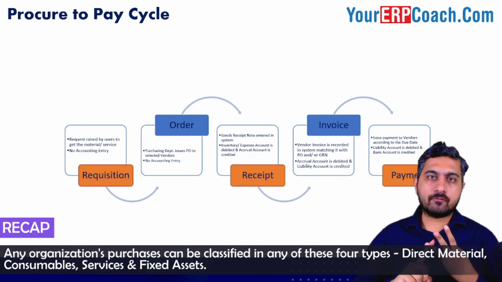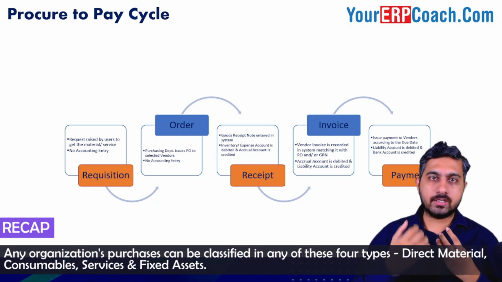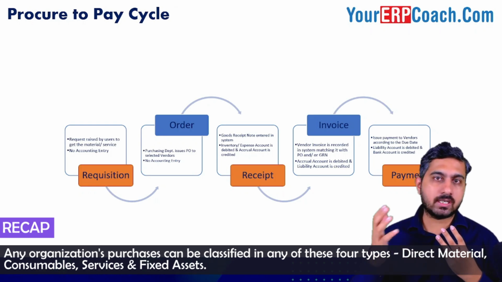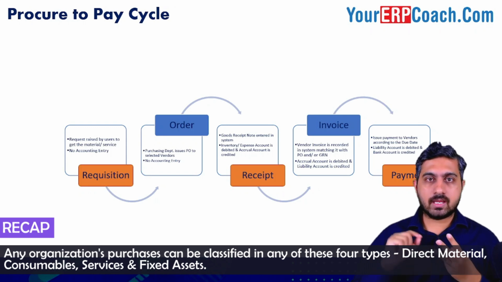The third type of purchases could be various services. For example, the utilities like electricity, internet, telephone, and so on and so forth. Or various professional services like audit services, legal services, and so on and so forth. So all these services can be purchased. That is the third type of purchase. And the fourth type of purchase is the fixed asset.